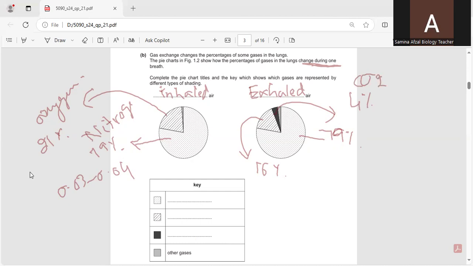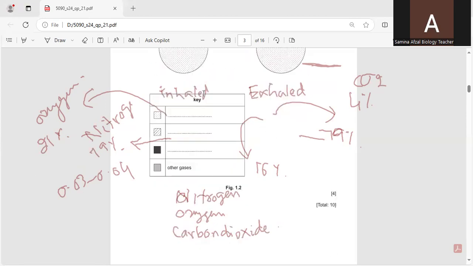exhaled air. So I would like to write the names. The first one is nitrogen, and then oxygen, and the third one is carbon dioxide. Well, we are moving towards the next question.